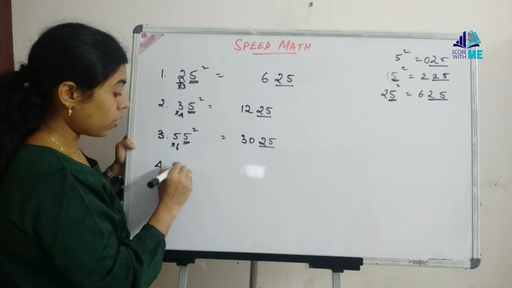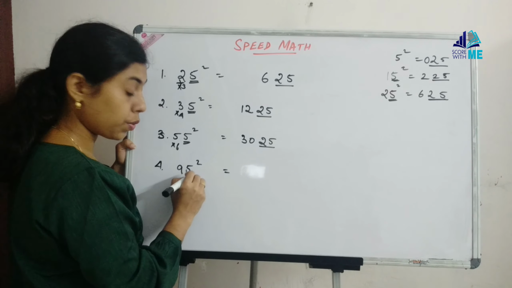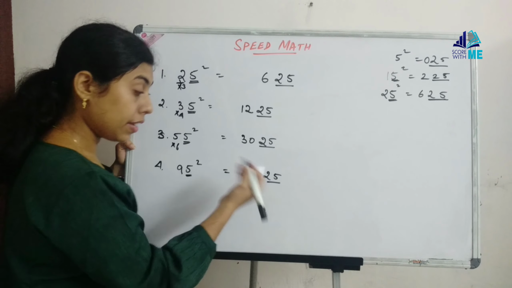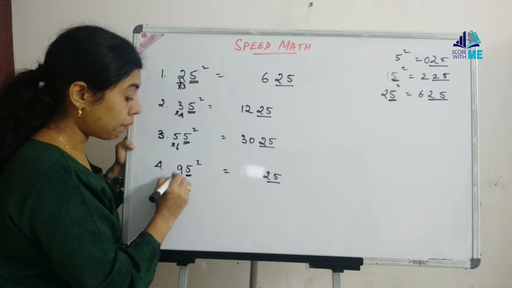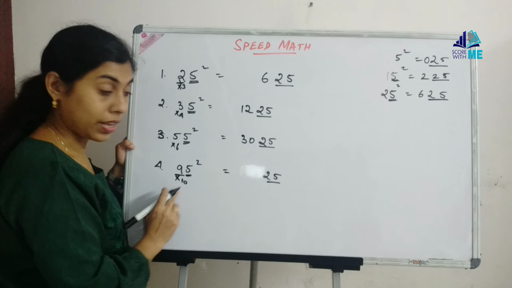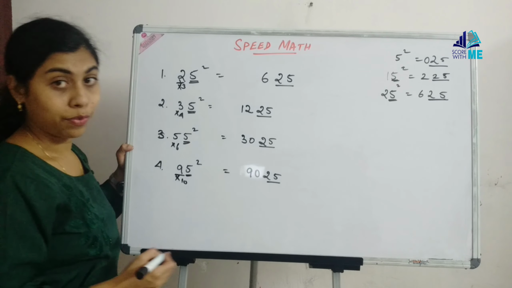Okay. Now what is 95 square? 5 in the units place indicates that the last two digits will be 25, and the number preceding 25 is the number 9 multiplied by the number after 9. So 9 into 10 will give me 90. So my square is 9025.